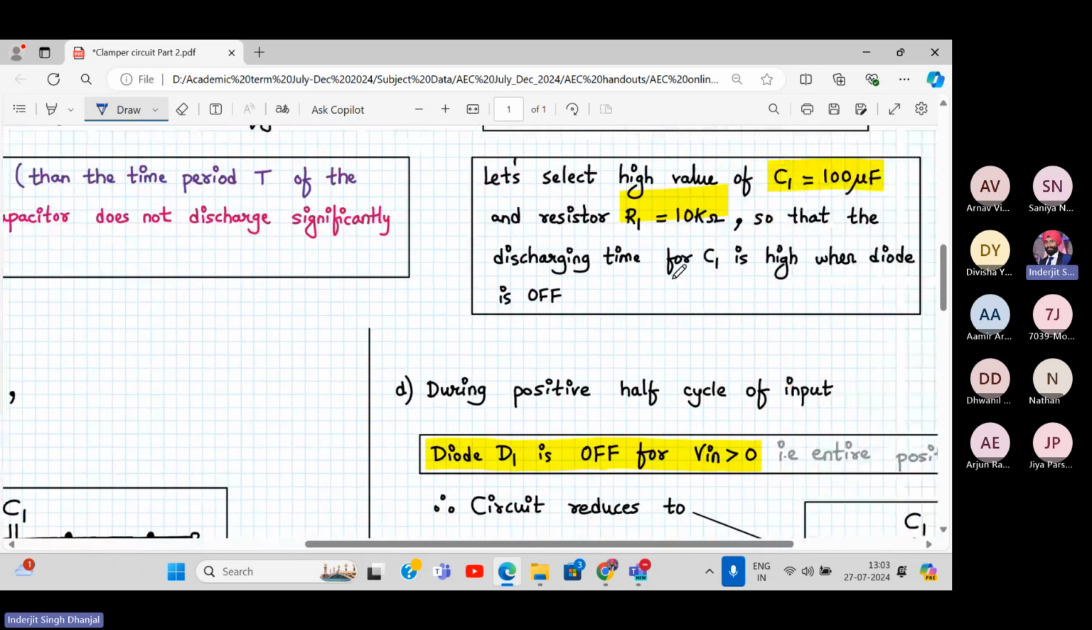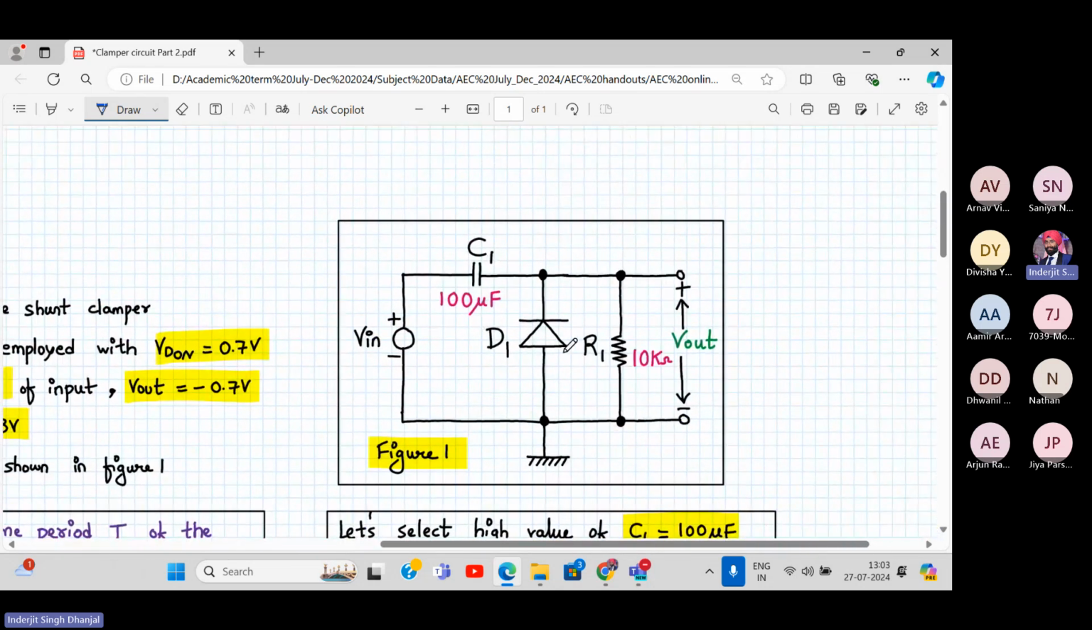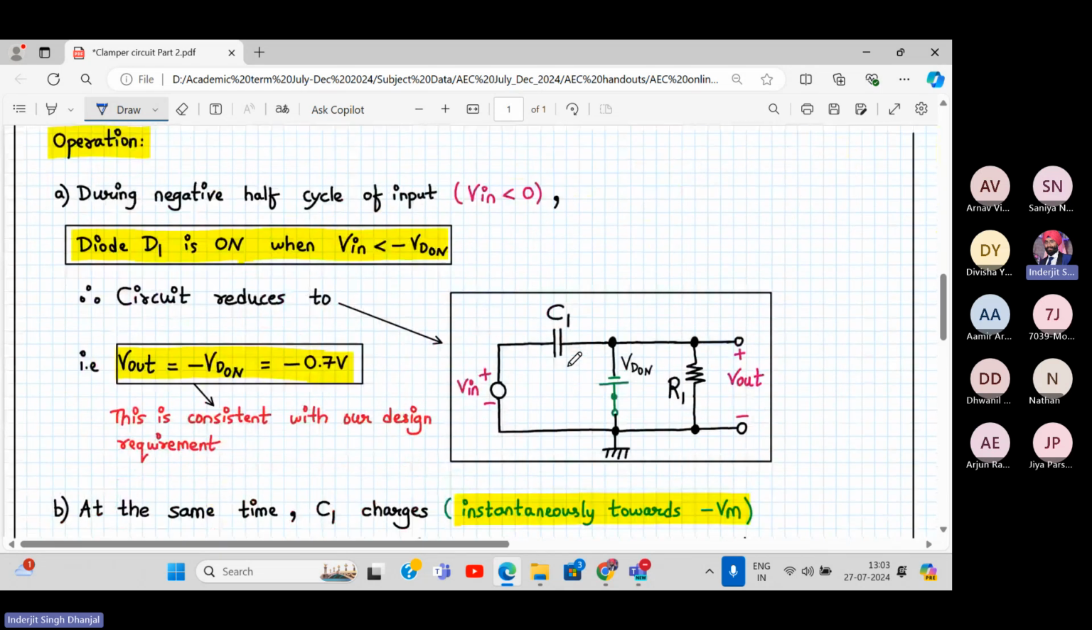Now always, it's a clue. When a diode is connected in reverse like this, always start with the negative half cycle, because for the entire positive half cycle the diode will remain off, correct? It is only during the negative half cycle that it will turn on. Now let's start. During the negative half cycle, that's what I said.